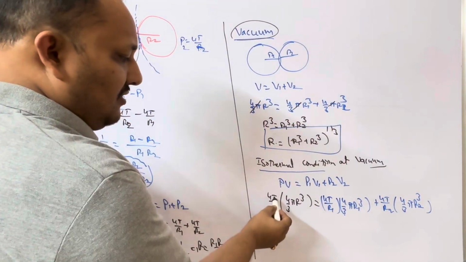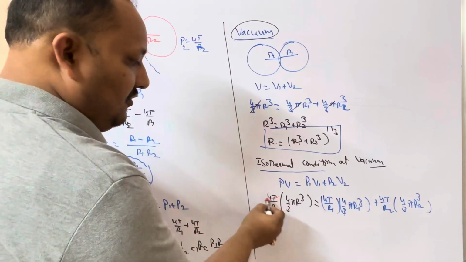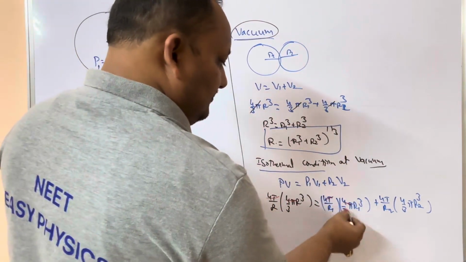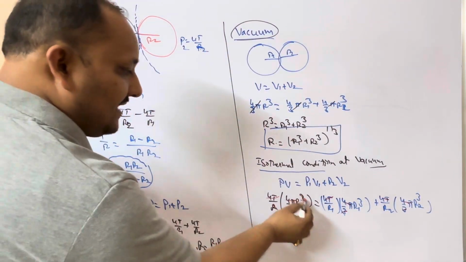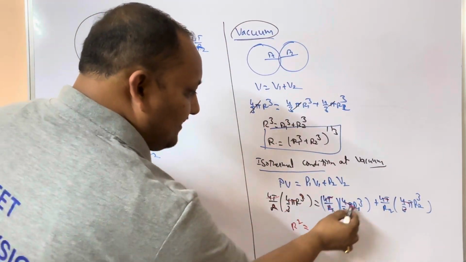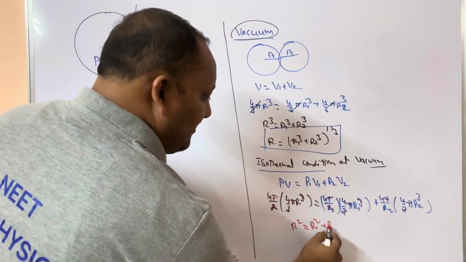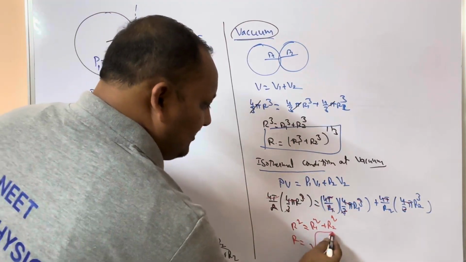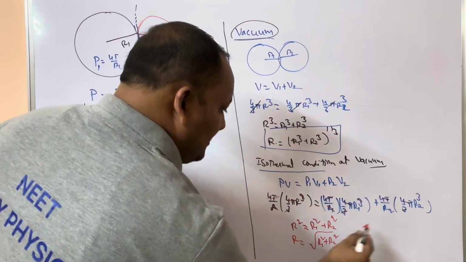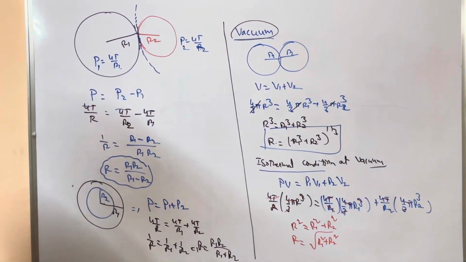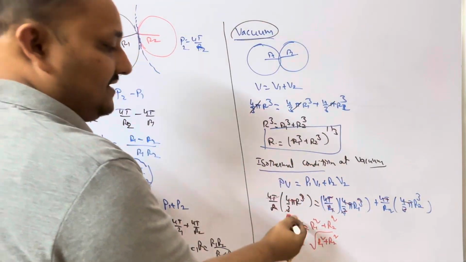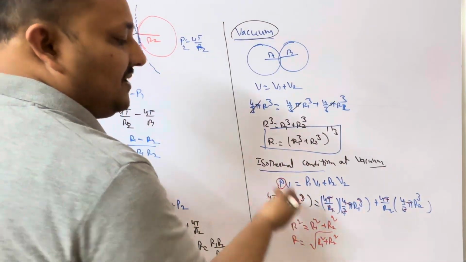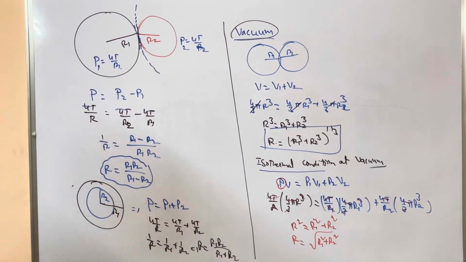So 4T and 4 third pi will be cancelled, and one R will be cancelled. Then what will be remaining? R square equals R1 square plus R2 square. R is equal to root of R1 square plus R2 square. All these formulas you should remember. If they ask about pressure, atmospheric pressure is there, so we will write P naught plus 4T by R. Like that you can remember, and you will get it very easily.